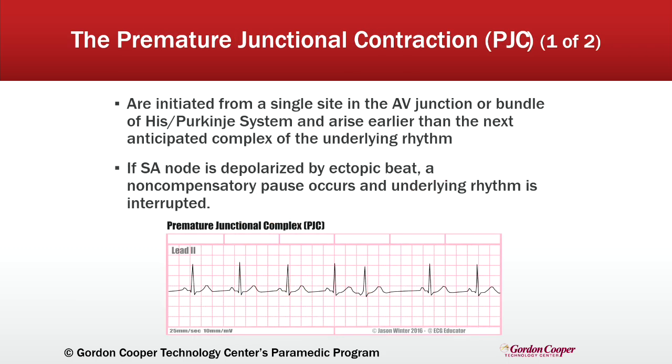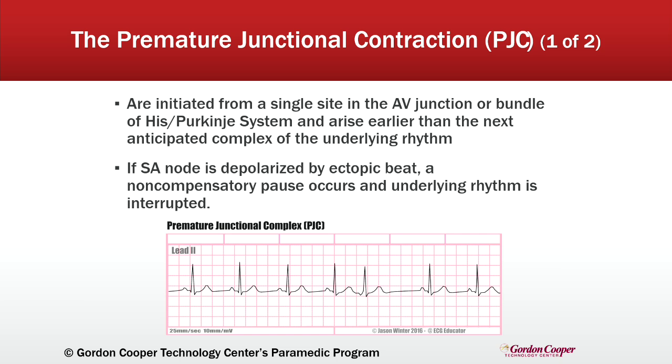Now, PJC. So we're talking about junctional rhythms. Let's talk about PJC. So all junctional rhythms, when we're talking about junctional rhythms, they're initiated from a single site in the AV junction, or sometimes the bundle of His or the Purkinje system. They arise earlier than the next expected complex of their underlying rhythm.